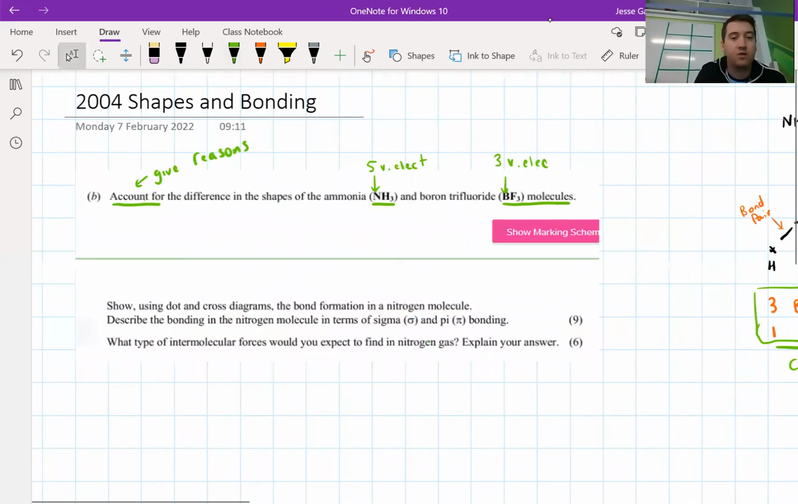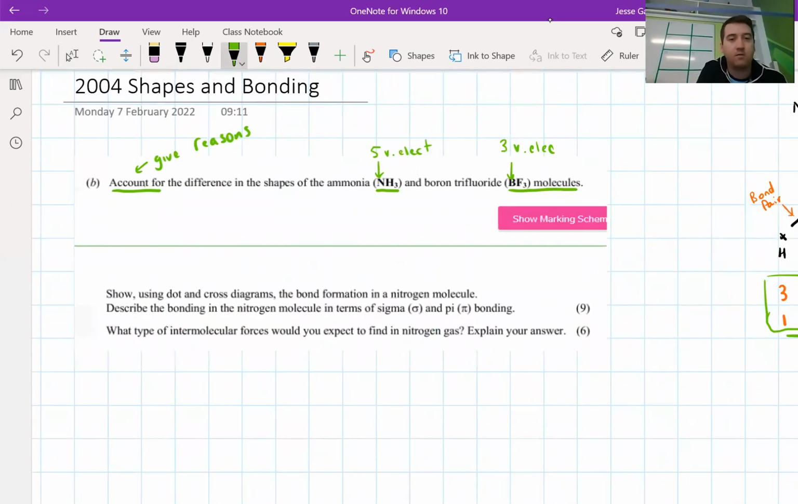Let's look at the next one. It says show using dot and cross diagrams. So we have to show. A good thing there is that this probably means draw. Show means to draw, using dot and cross diagrams, the bond formation in a nitrogen molecule.